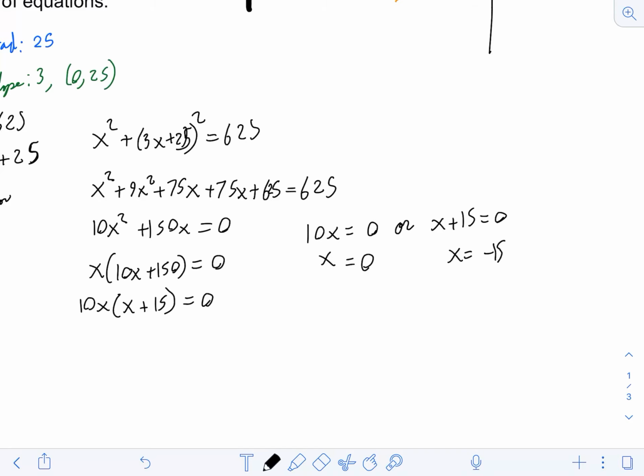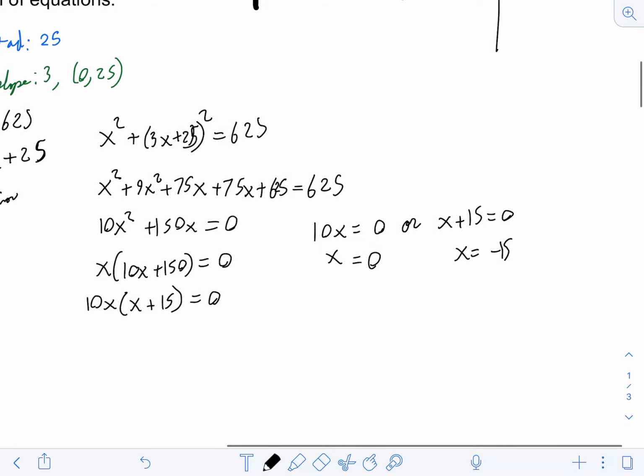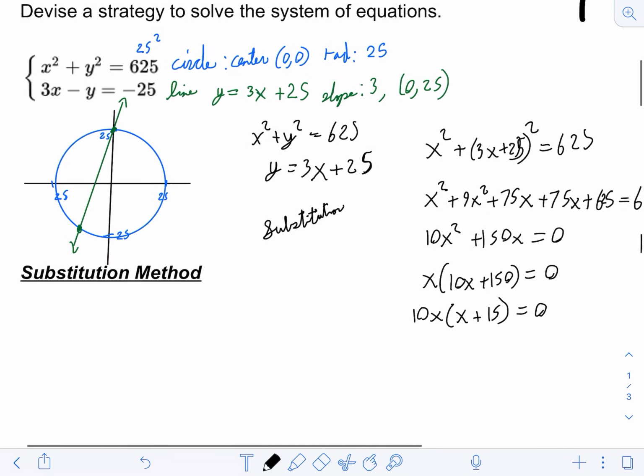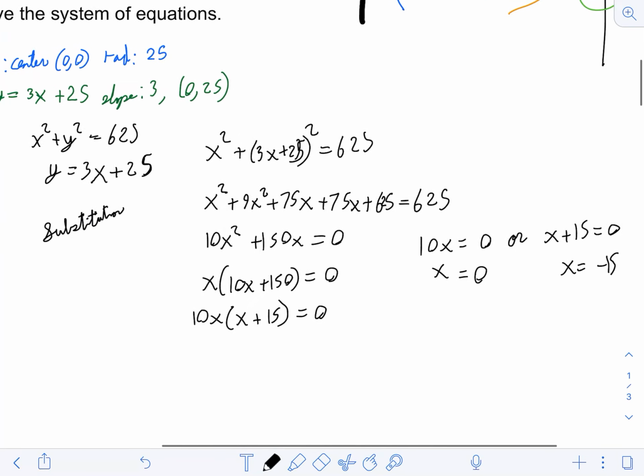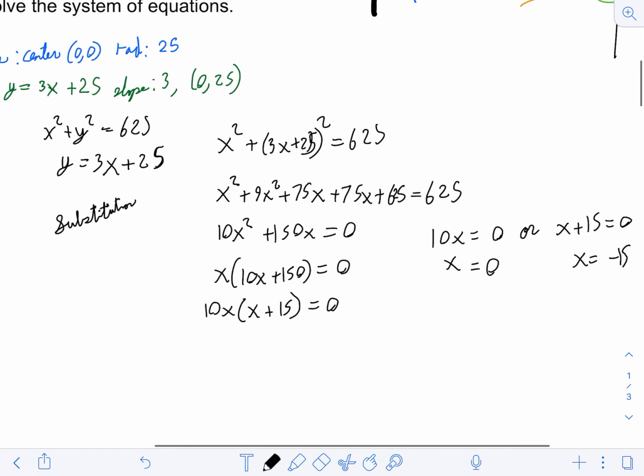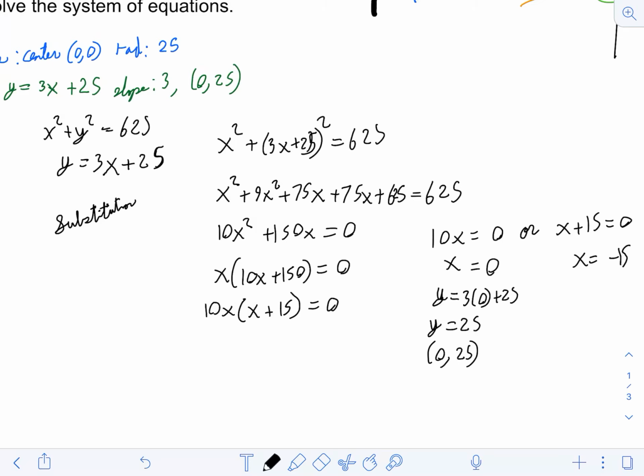Now I told you that there were two solutions. Here are the x's for those solutions. Now if we want to find the y's, we could use either one of the equations. Obviously, the lower one, y equals 3x plus 25, would be a little bit easier to use. So we're going to plug those in. Y is equal to 3 times 0 plus 25, which is equal to 25. So we end up with these coordinates, 0, 25.